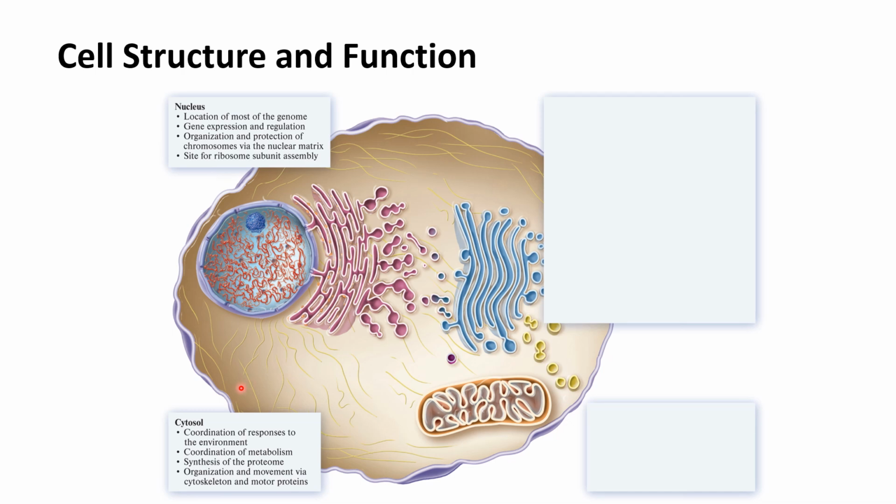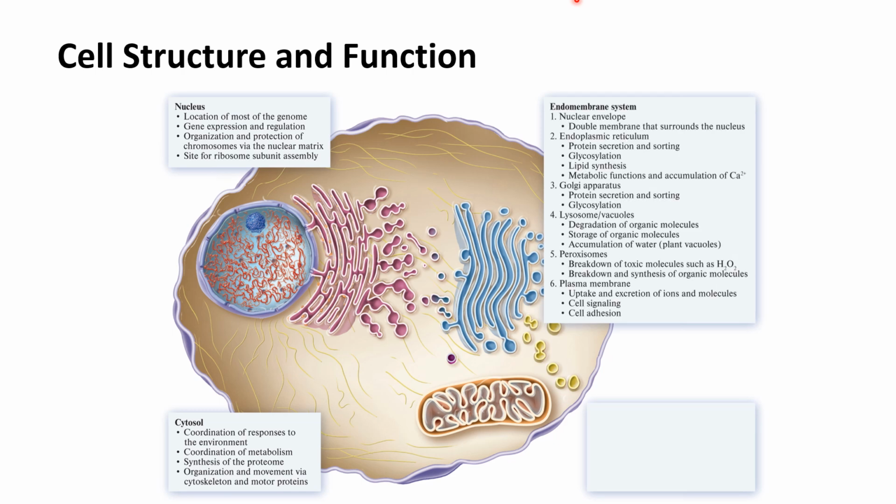Now the next section, or quadrant, of the cell is the cytosol. This is the fluid-filled portion of the cell, all colored brown inside the cell membrane. It has some important functions too: coordination and response to the environment, and coordination of metabolism, or all the chemical reactions that go on inside the cell. It makes what we call the proteome. We'll talk more about that later, not important now. And of course, it organizes and moves the cell via what we call cytoskeletal elements that you see here. We may talk about those in a later lecture too.